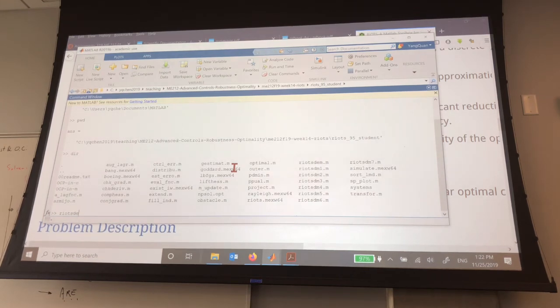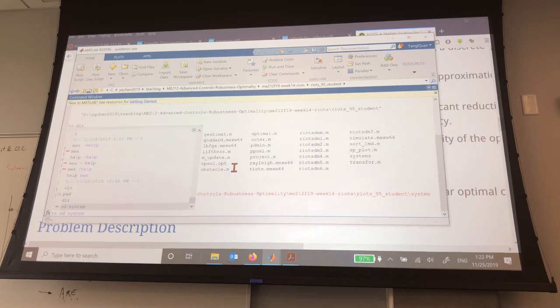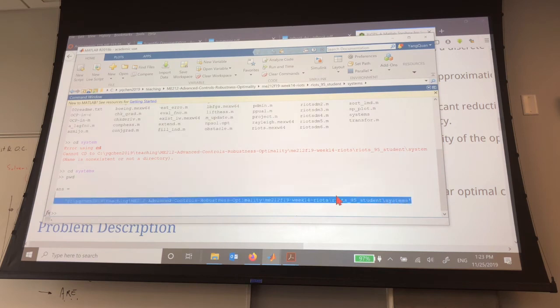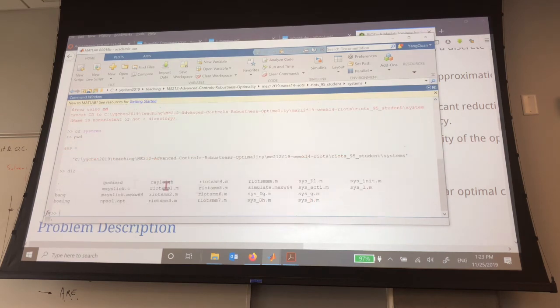But I really hope you are going to go to the systems, so CD systems, okay? Then in PWD, you are now in systems, okay? Within the systems, you will see different problems. Goddard problem, Rayleigh problem, you have band control problem, you have this Boeing problem. It's a MIMO control. So in this case, you write MMM, which is a MATLAB interface.